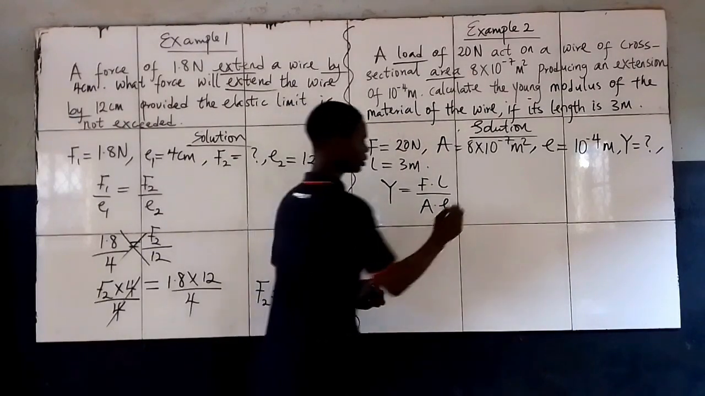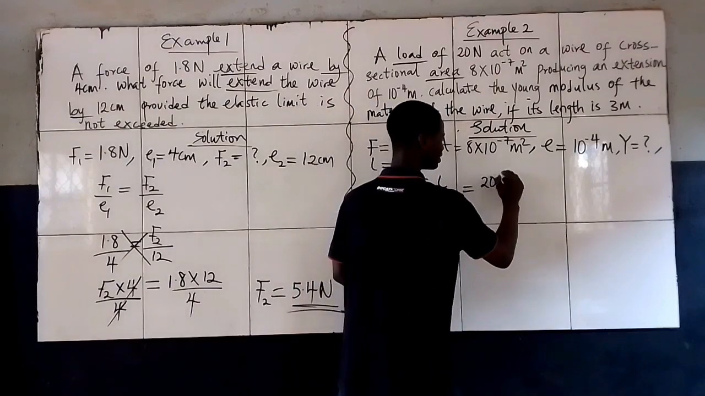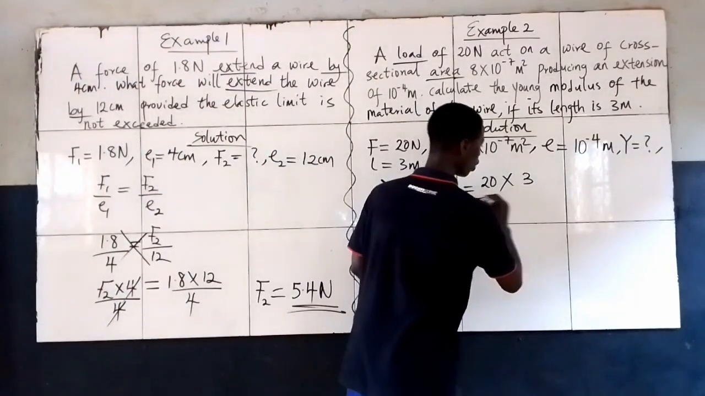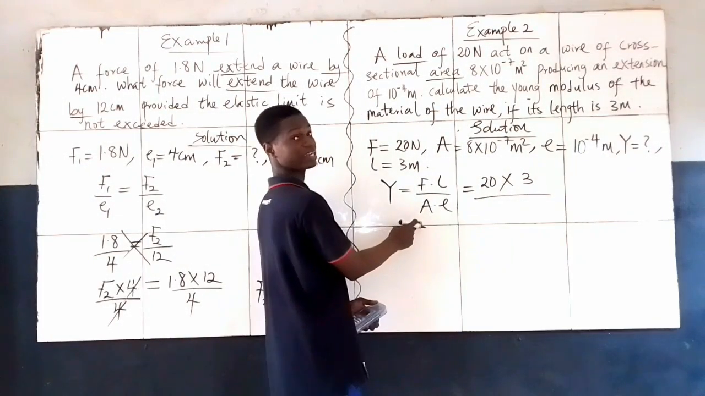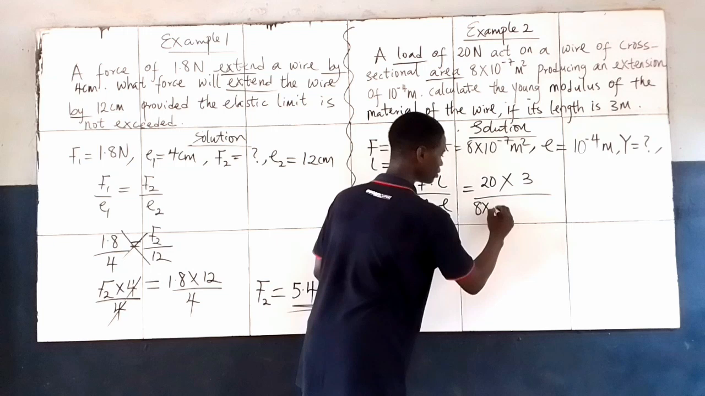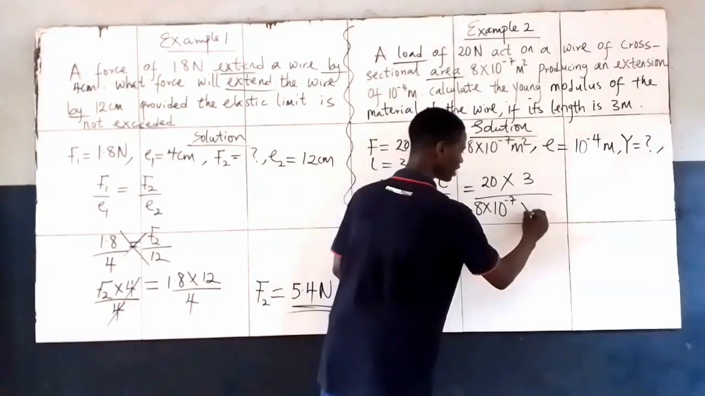So we say it equals, what's our force? 20 times, what's our length? 3. All over, what's the area given? They said 8 times 10 raised to minus 7. Then that means times.